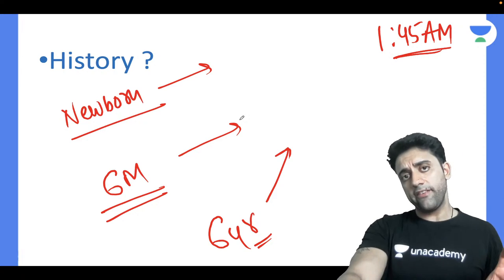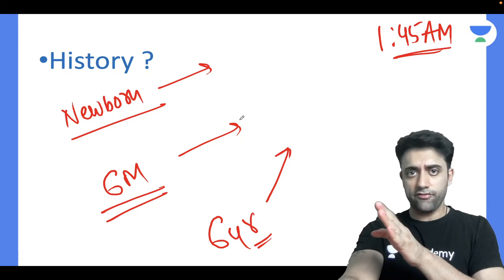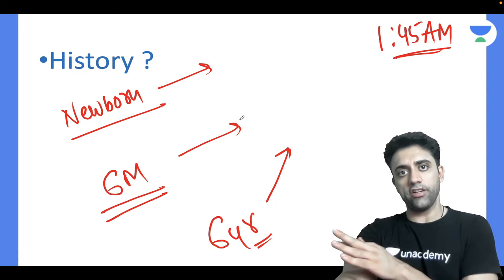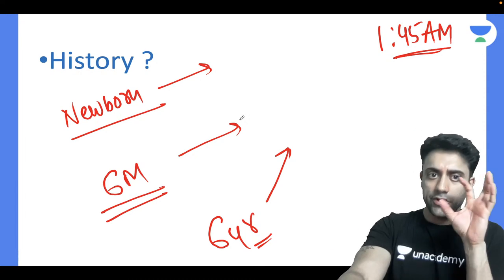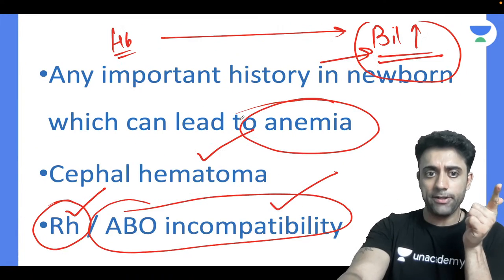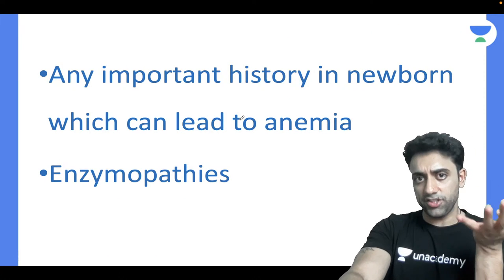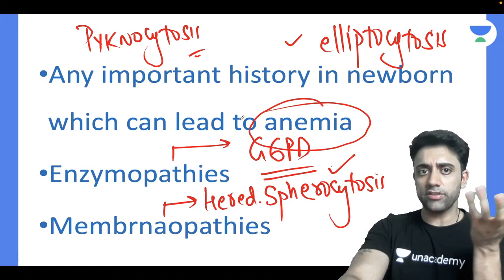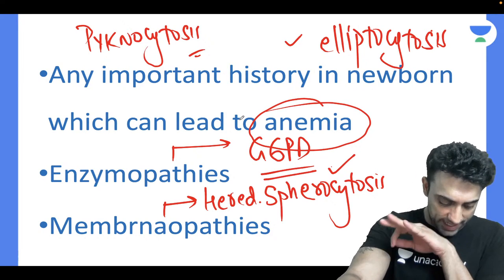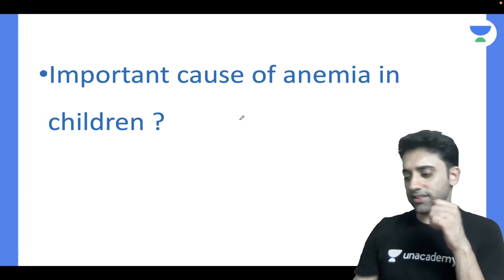A newborn baby having anemia is entirely a different story. A 6 month old baby having anemia is entirely a different story. And a 5-year-old or 10-year-old child with anemia is entirely a different story. For a newborn baby having anemia, sir, you told about early cord clamping, cephal hematoma, RH incompatibility, ABO incompatibility, enzymopathies like G6PD and membranopathies like spherocytosis, pycnocytosis, elliptocytosis. Exactly. Beautiful. Classy answers you have given. Very smart. Now, the next lot of questions.